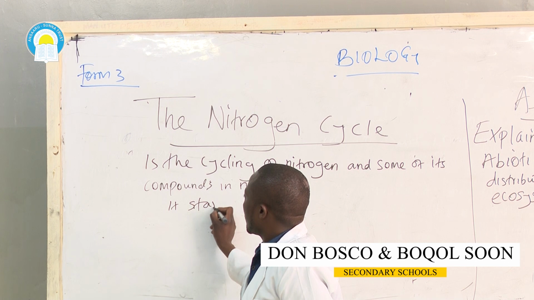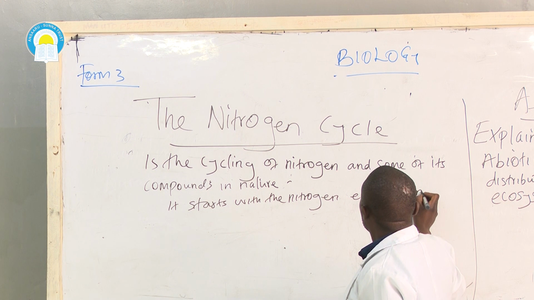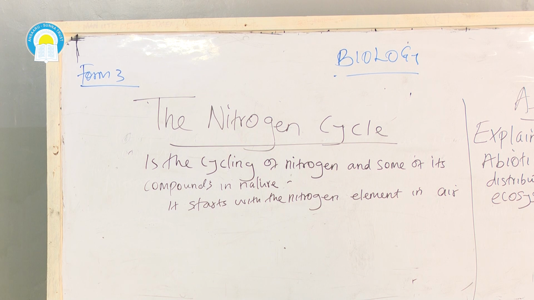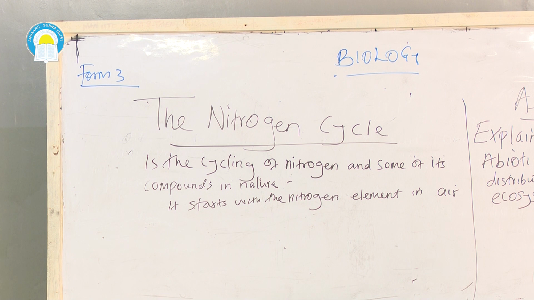It starts with the nitrogen element in the air, in the atmosphere. So when you talk about nitrogen, the process through which nitrogen is incorporated into the plants' bodies so that they can make proteins. Then animals get proteins either directly by feeding on plants or indirectly by feeding on other animals which had fed on plants.